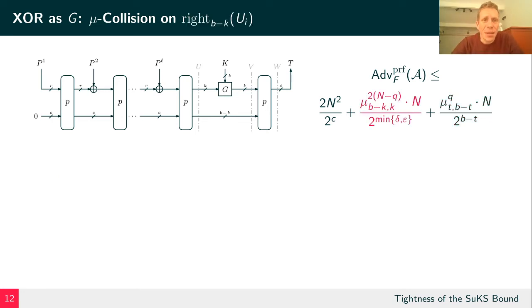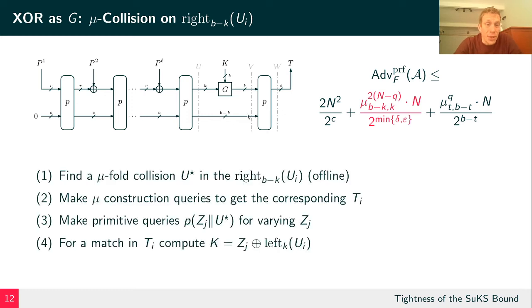Now the second attack, a multi-collision on the rightmost B minus K bits of U. And this is a more interesting attack, because in this case we make offline evaluations of the permutation for different plaintexts. So we vary the plaintext here to get a mu-fold collision in the rightmost B minus K bits of U. So in this part we get a mu-fold collision, we call it U star. They all have a different outer part, leftmost k bits here. So we get mu different plaintexts that result in the same inner part here but a different outer part here.